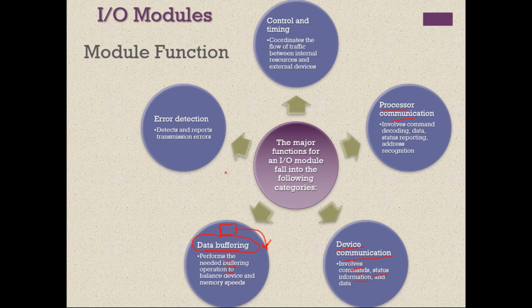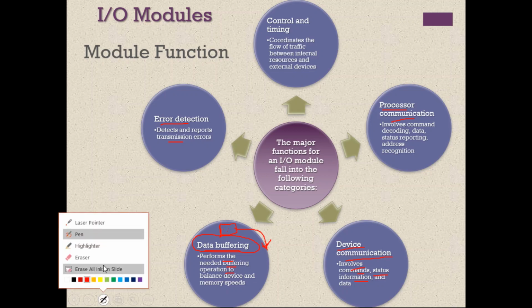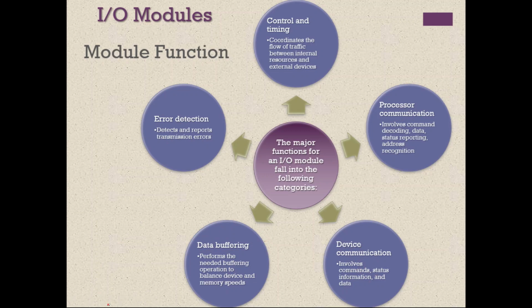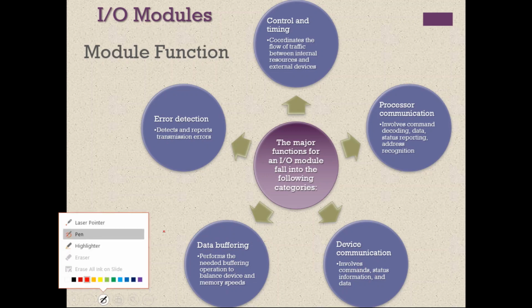Apart from this, IO modules also should be able to perform error detection. Because we cannot say that all operations will go on properly. So if any error happens in between, the IO module should be able to detect it, using various error detecting schemes like parity error checking or whatever it may be.